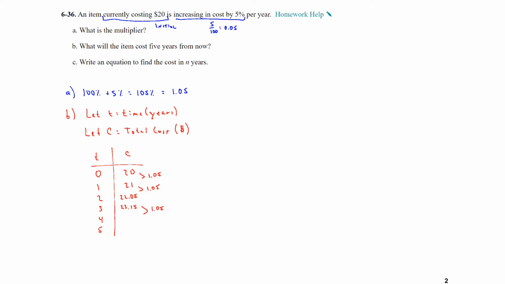So $23.15 times 1.05 is going to be $24, and rounded once again would be 31 cents. And we'll do it one more time here. So $24.31 times 1.05, we get a total of $25.53 if we round. So what will the item cost 5 years from now? The item will cost $25.53 5 years from now.